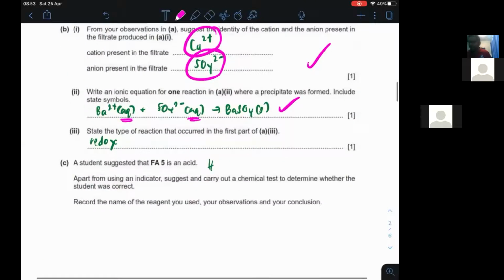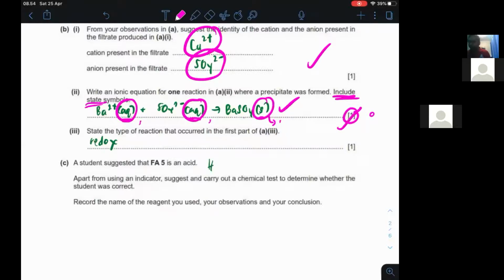Now, what happens if you do not write down the state symbols, even though they mention over here to include state symbols? Sometimes even if they didn't say include state symbols, if you just give the correct answer without the symbols, or your symbols are wrong, even though everything is correct, you will get 0 mark. Please take note. Everything must be correct in order to get that 1 mark.